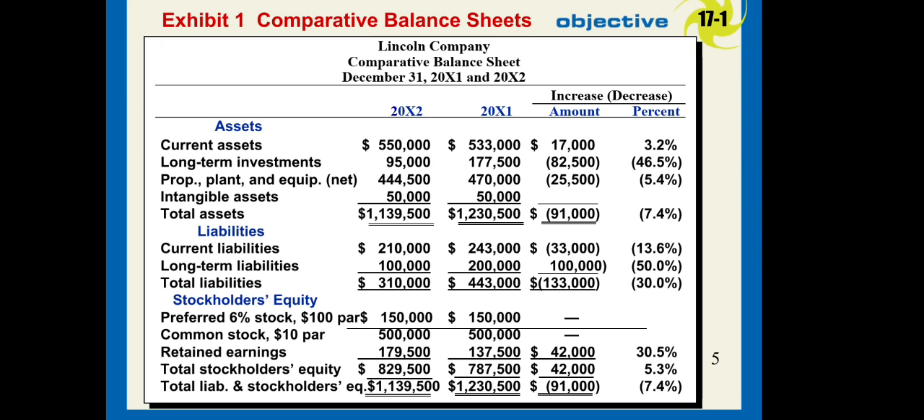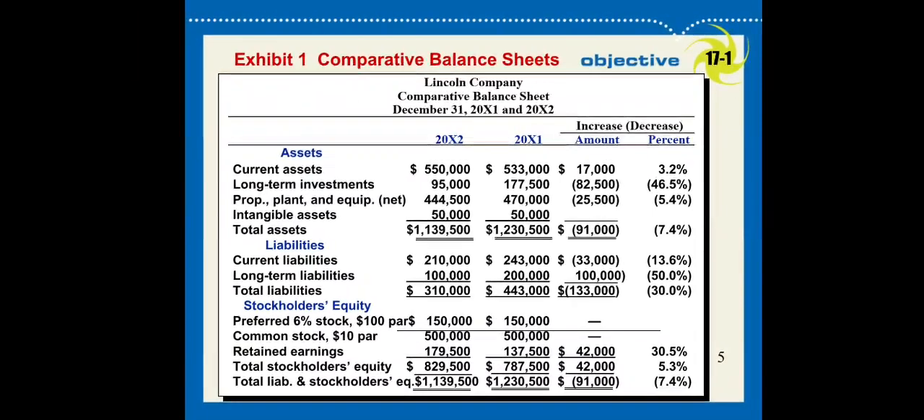So what is the thing that you have to prepare? First, you have to show or calculate the increase or decrease in amount, and then you have to show the increase or decrease in percentage. So for example here, you see the first item in column number 4, current assets, has increased 17,000. How to calculate the increment?